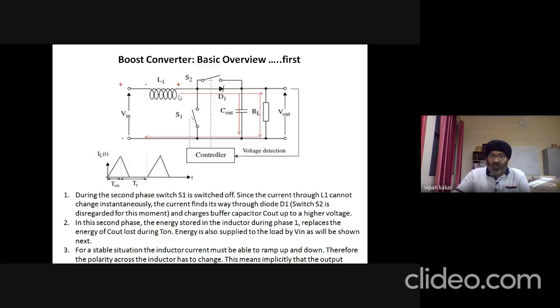So this current now starts to charge this buffer capacitor over here, which got discharged during phase 1, as we saw previously. As it was already discharged, it now starts to charge itself. And a part of this current, which is through the input supply and the inductor, starts to flow in the load also.